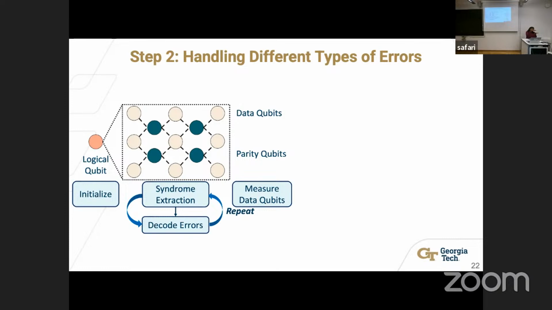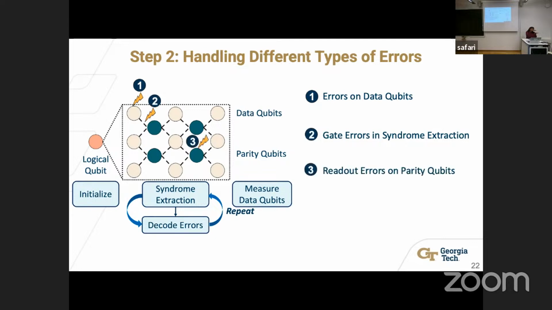So think about it this way, right? I did talk briefly about different types of errors in the beginning of the presentation, and your decoder must be able to handle those different kinds of errors. What this means is that it's not only the errors that accumulate on your data qubits. When you're extracting the syndromes, you're doing some parity checks, you're trying to do some operations, and those gate operations can fail. So you need to be able to tolerate them.